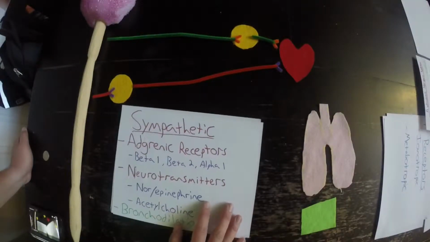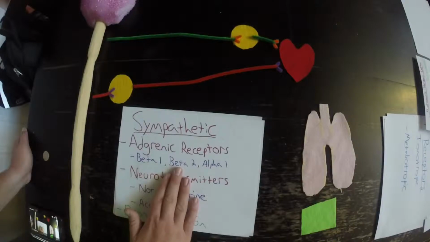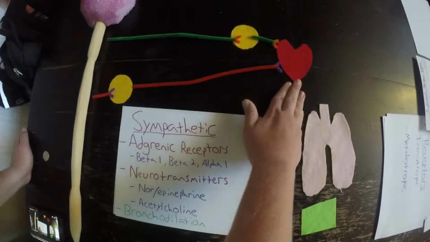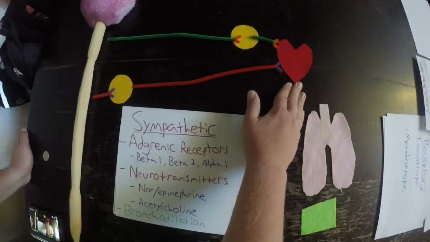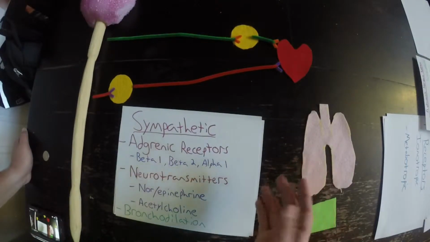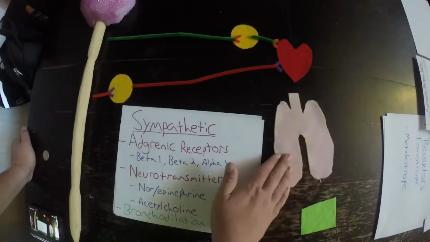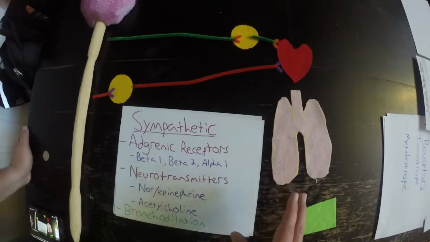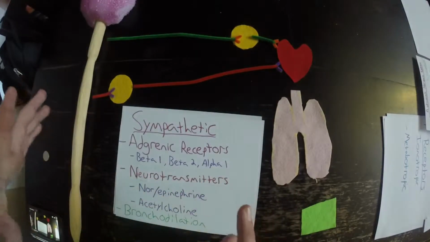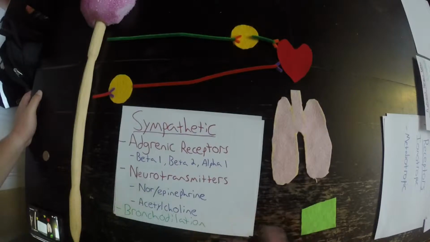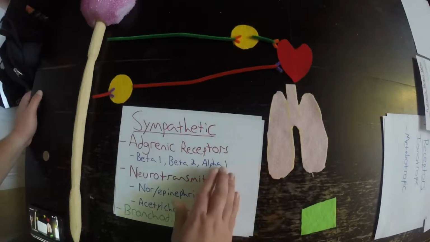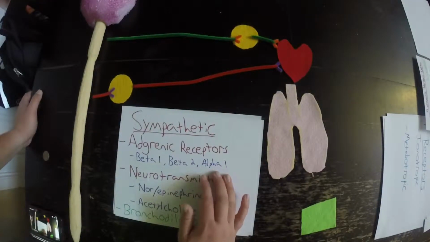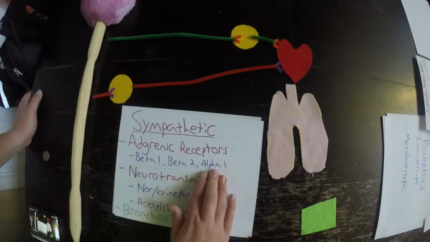For the sympathetic division, there are adrenergic receptors, which are beta-1, beta-2, and alpha-1. Beta-1 receptors are located in the heart, and when activated, the heart rate will increase along with the blood flow. Beta-2 receptors are located in the bronchioles of the lungs, and when activated, the bronchioles will expand, increasing oxygen flow through the lungs. Alpha-1 receptors are located in arteries, and when activated, they cause the artery to constrict, which increases blood pressure.